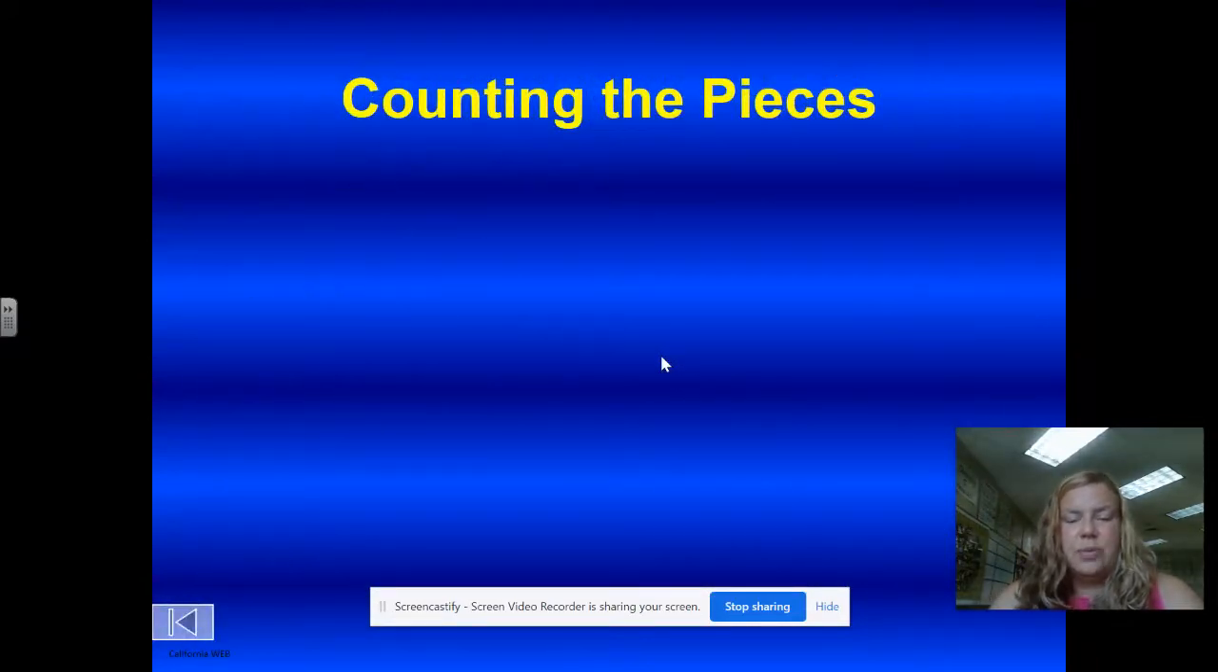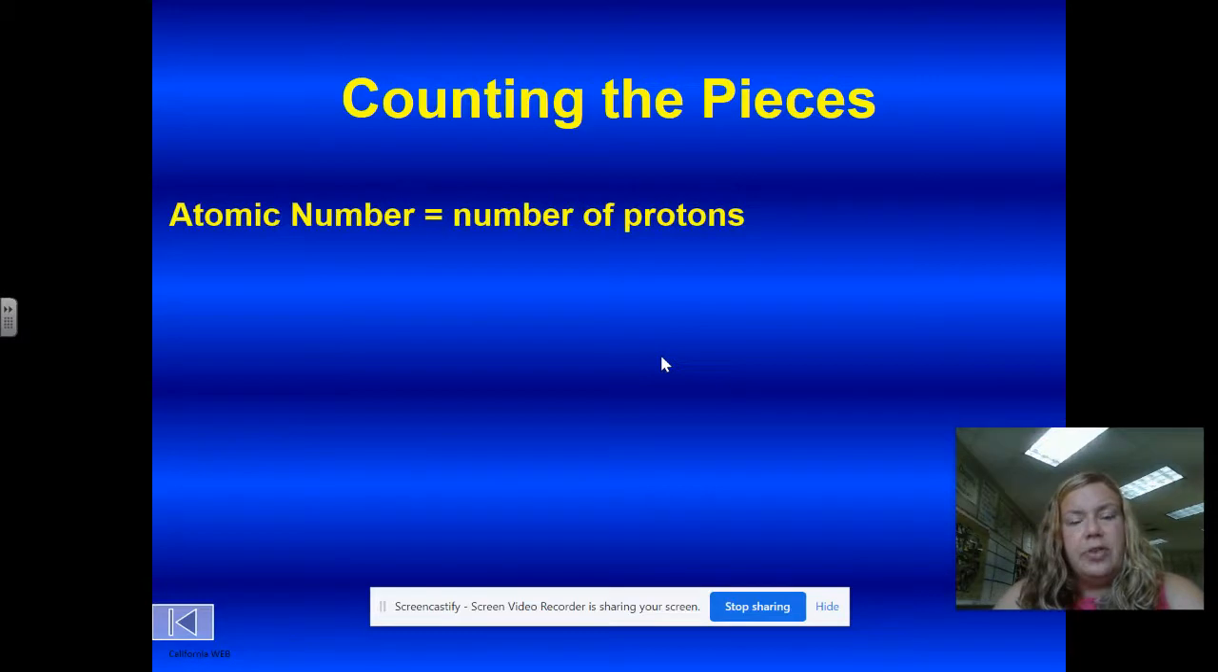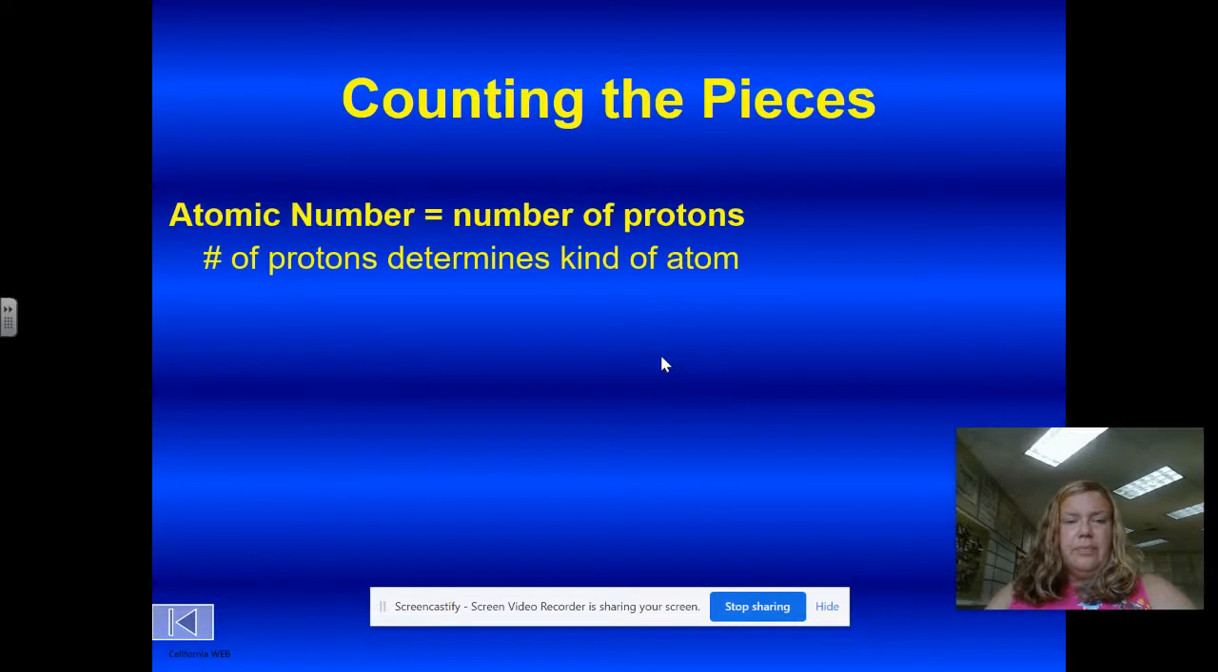So to count the pieces, we have to figure out how many protons, neutrons, and electrons are in the atoms. This is fundamental, and a lot of you guys know this already, but I want to give you a reminder here. First of all, you need to know the atomic number. You need to use that language, atomic number. The atomic number is the number of protons in an atom. You'll find the atomic number typically at the top of the square on the periodic table. The atomic number also tells us the number of protons, which determines the kind of atom it is.